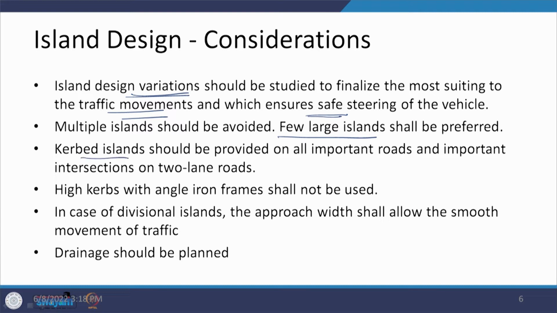The curved island should be there on all the important roads, and wherever there are intersections of the important roads, say on 2-lane roads, those particular locations, whatever islands are provided, should be curved as far as possible. But on these curved islands, angle iron frames shall not be used, because they are dangerous: if there is a hit, it may create a major injury or a fatality. In case of the divisional islands, the approach width shall allow the smooth movement of the traffic.